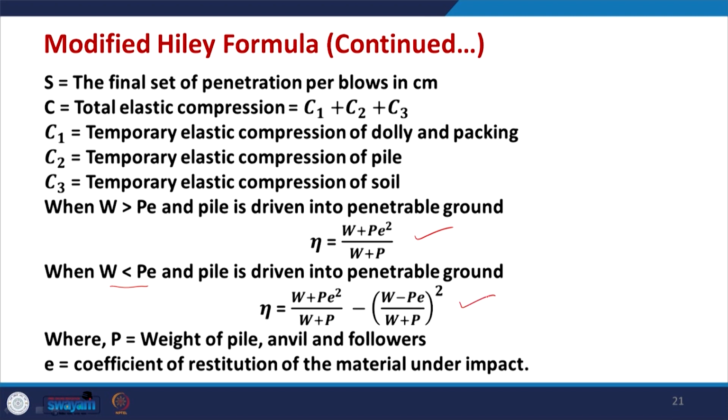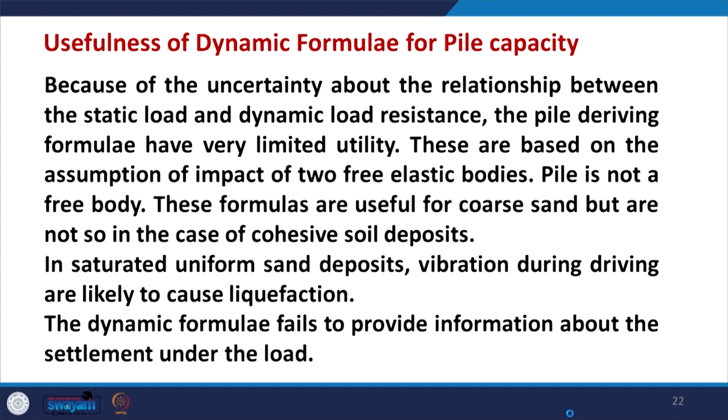In all these equations, what is P? P is the weight of the pile, anvil and followers, that means it includes the pile, anvil and followers. W is the weight of the hammer, and E is the coefficient of restitution of the material under impact. E is dimensionless, there is no dimension of E. So eta is simply a ratio in this case and in the second case also. This is what we call the modified Hiley formula.